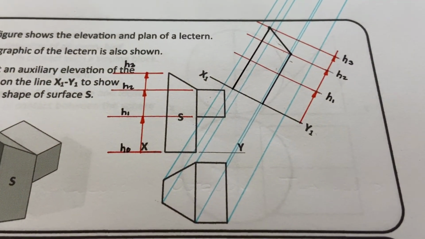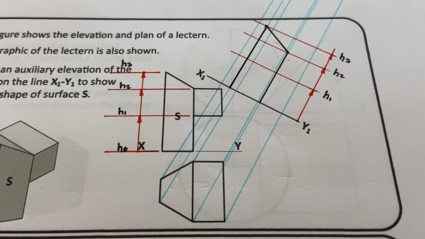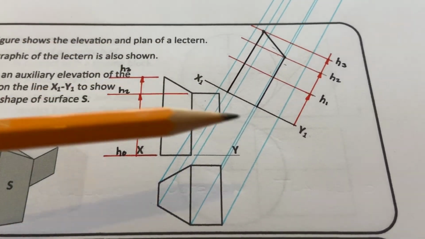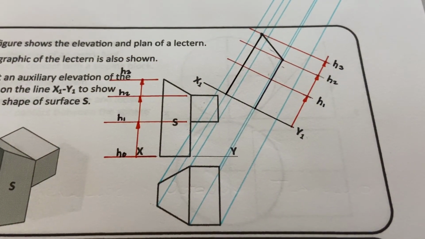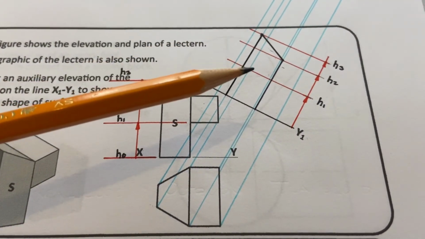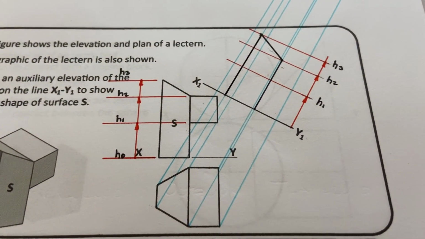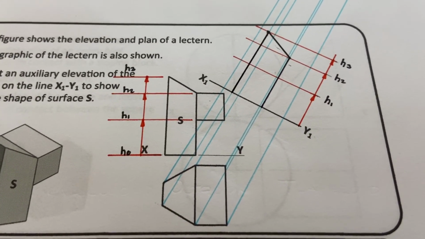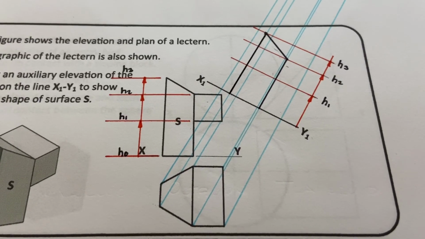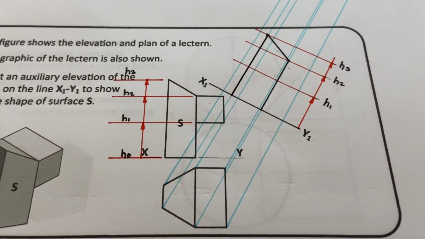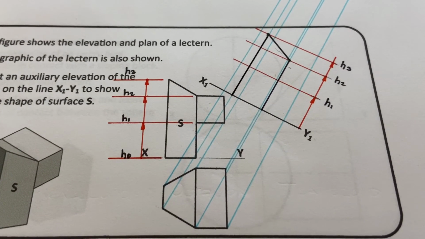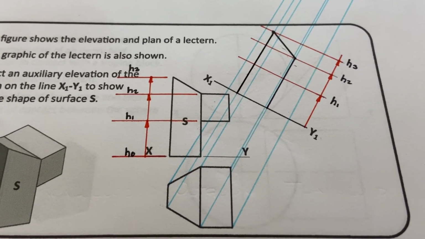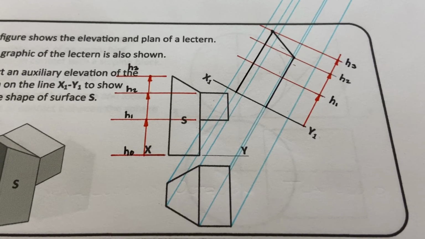Now, if you were to do no more than this, bring up the lines from the plan, take your heights from elevation and apply the heights to the new elevation, and then concentrate on getting surface S correct, out of 12 marks, you will be awarded around 8 or 9 marks for that. So there is a significant number of marks for getting what I have completed there. Now the next bit is a little bit challenging.